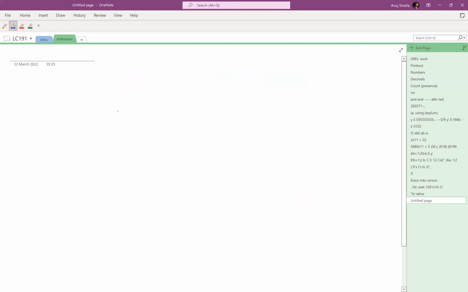The previous question says that alloy X is there, alloy Y is there. Zinc, copper. Ratio, this is 6:9 and this is 7:11.